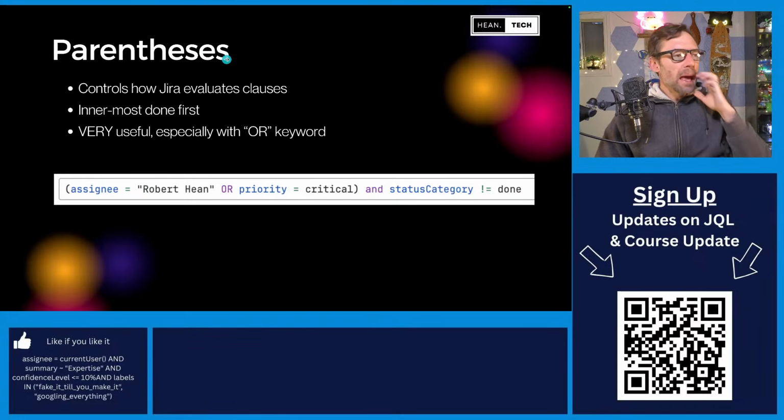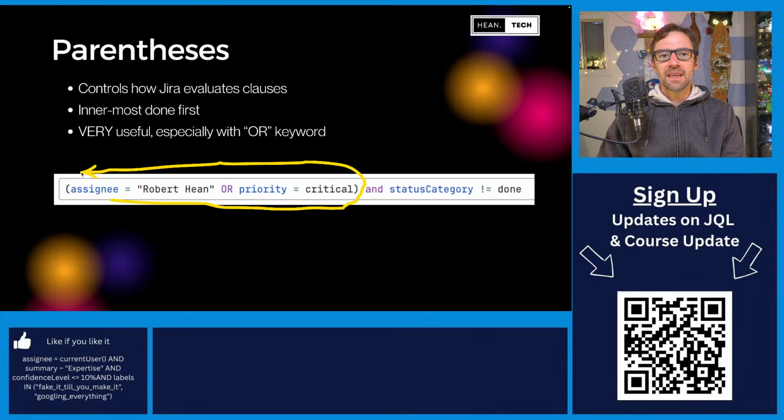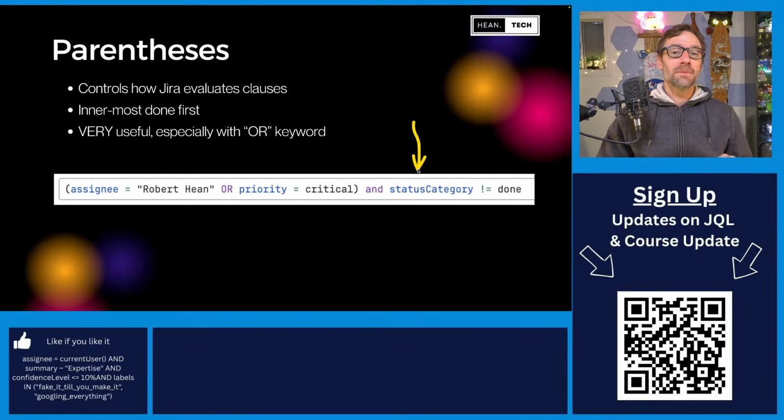I forget. But parenthesis can be used to force Jira to evaluate clauses in a certain order. In this example, the parenthesis is first saying, make a list of every work item where Rob is the assignee, and combine that with a list of every work item where the priority is critical. Take that list and then only give me work items that don't have a status category of done.